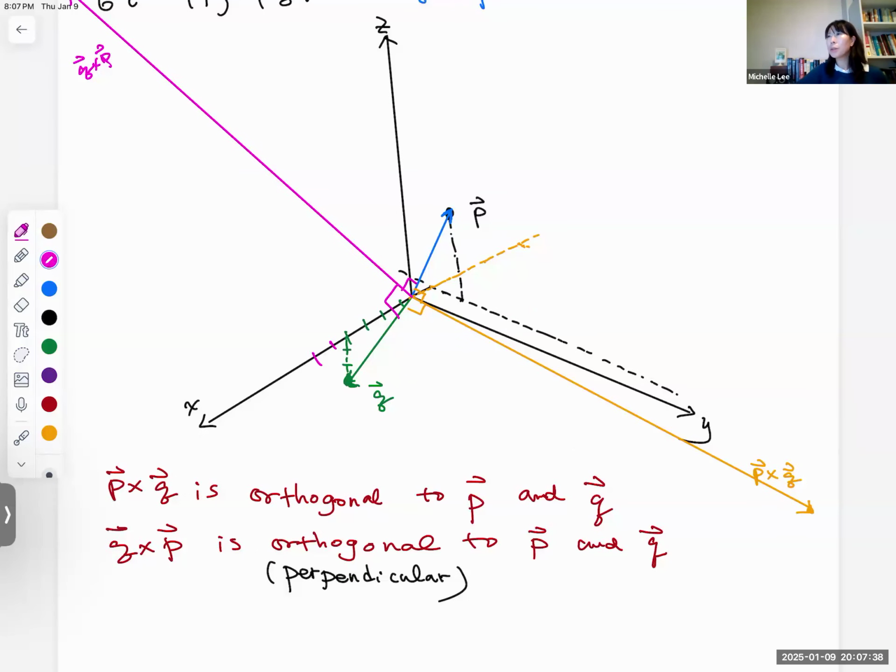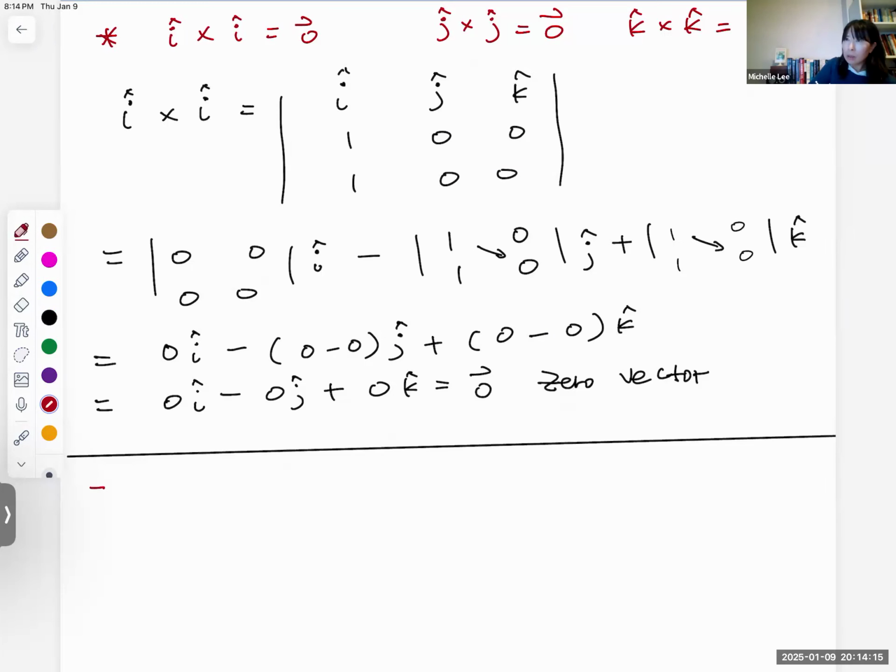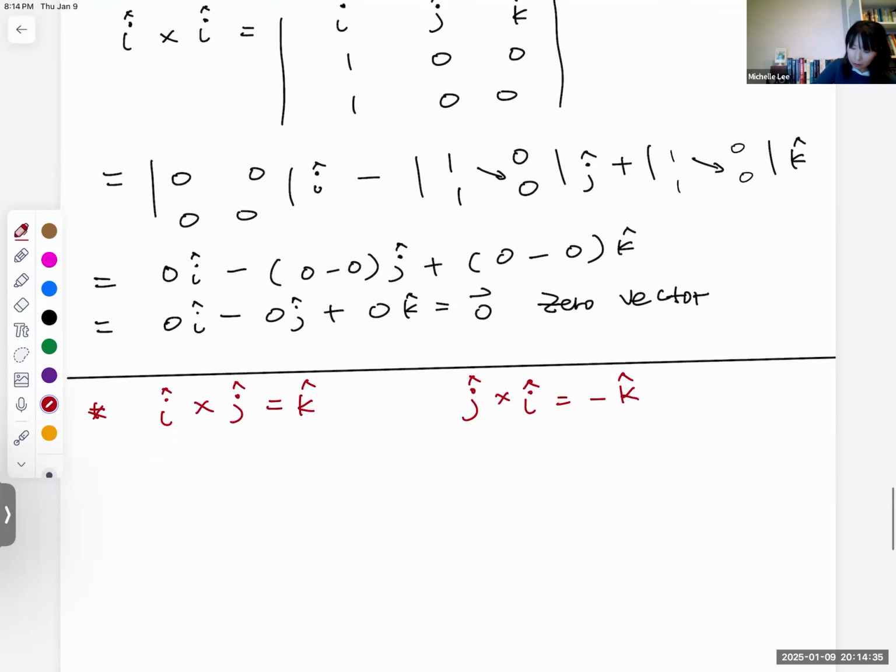Okay, now let us do a little bit more about the cross product. I cross product with J, then we get K. And we have J cross product with I. What do you get? Very good. Negative K, right? Good job. Okay, let's do the first one. So we have I cross product with J. So we have I, J, K, 1, 0, 0, 0, 1, 0.